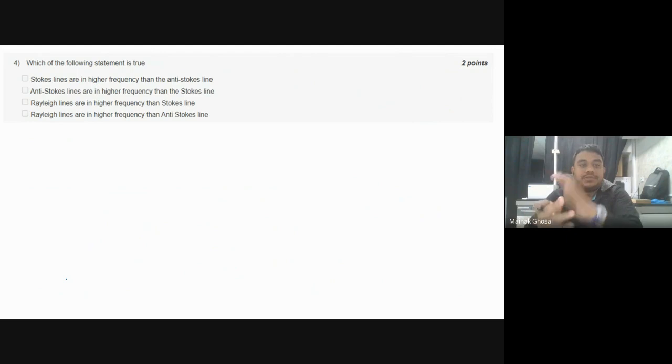Next question. Which of the following statements is true? Stokes lines are higher in frequency than the anti-Stokes lines. The anti-Stokes lines are higher in frequency than the Stokes lines. Rayleigh lines are higher in frequency than the Stokes lines. Rayleigh lines are higher in frequency than the anti-Stokes lines. So you are asked where your Rayleigh, Stokes and anti-Stokes lines will be.